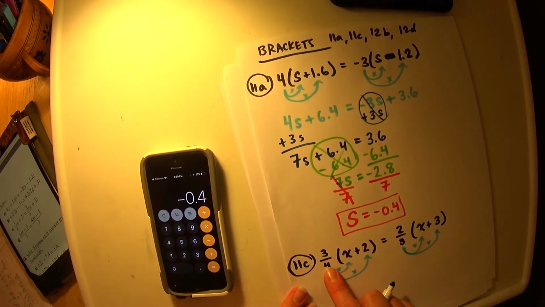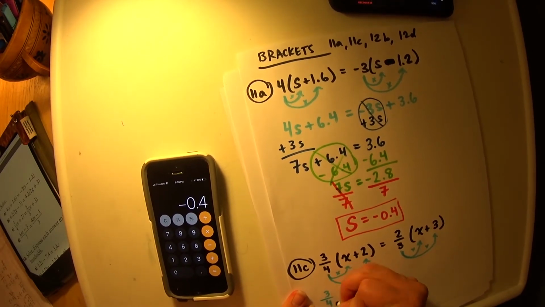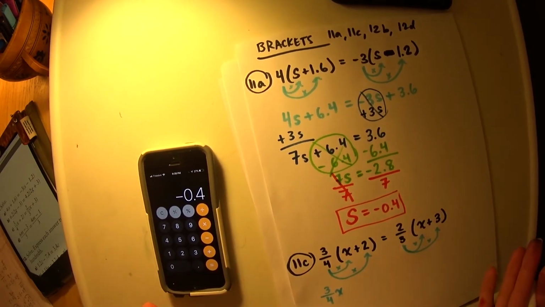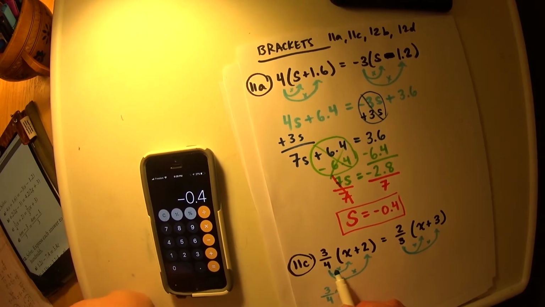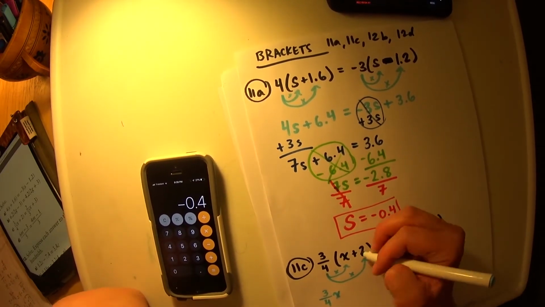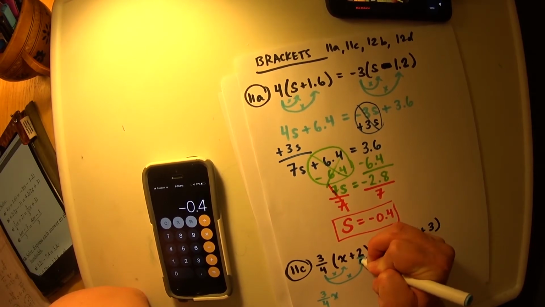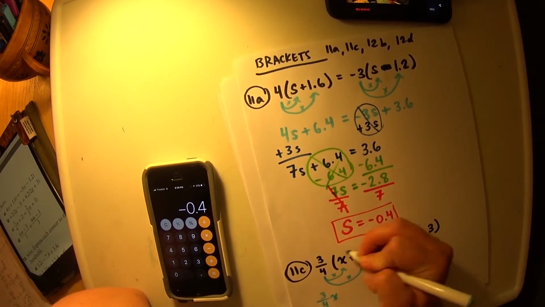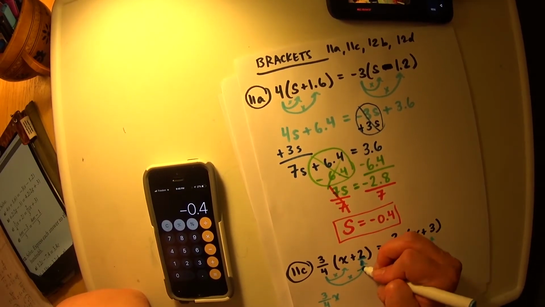So 3 over 4 times x simply gives us 3 over 4x. You just put the numerical coefficient and the variable together. It's as far as we can take that. This one now, 3 over 4 times positive 2. Well, we can easily make any whole number into a fraction to make it easier to deal with another fraction. So now we just do top times top, bottom times bottom.